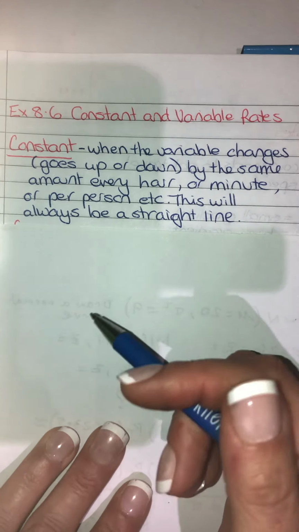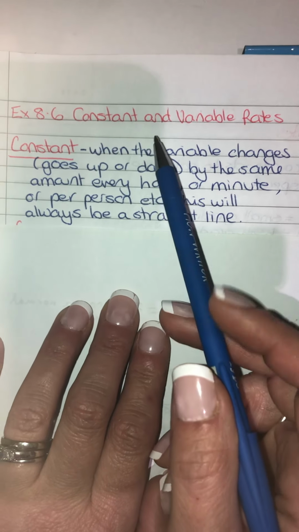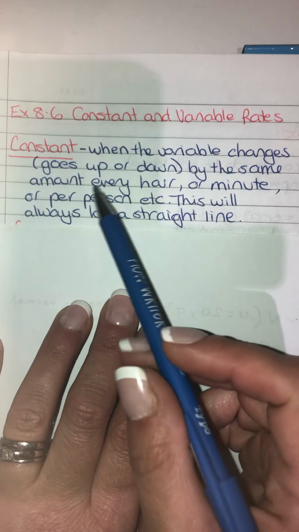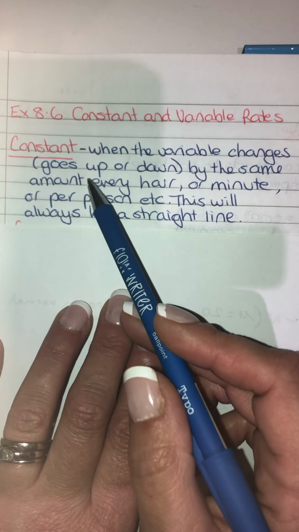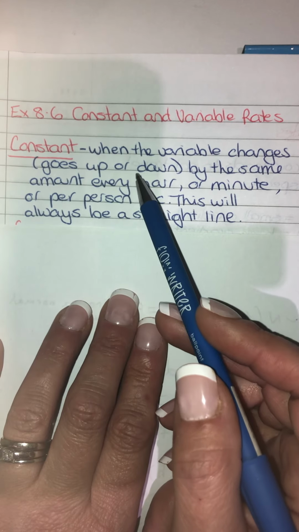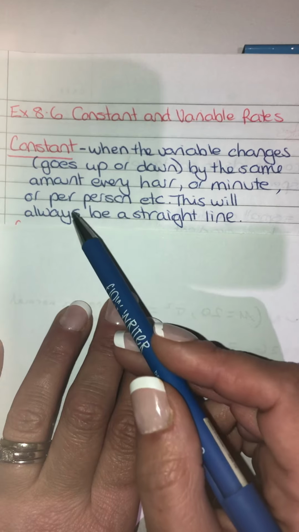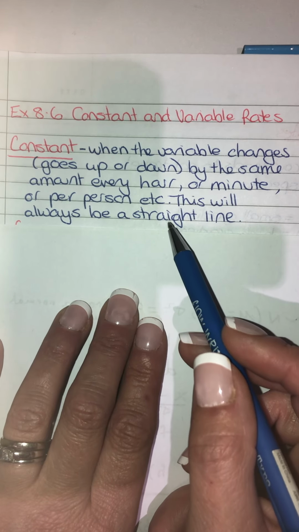Okay, now we're up to exercise 8.6, constant and variable rates. So there are two different things here that we're going to learn about. Constant means when one variable changes, it goes up or down by the same amount every hour, or every minute, or every person, or every number of ice creams, and it'll always be a straight line.